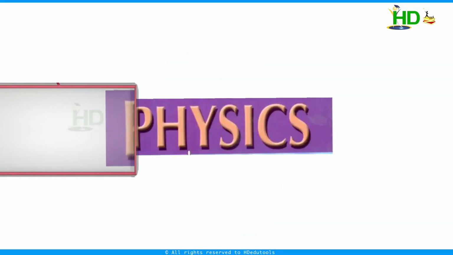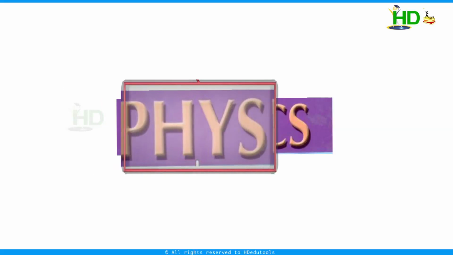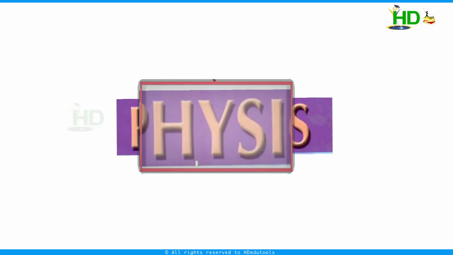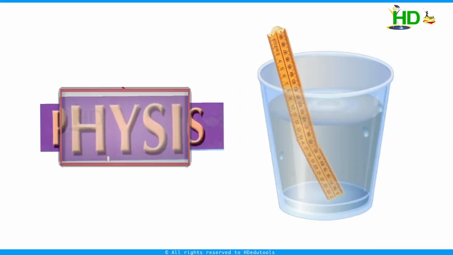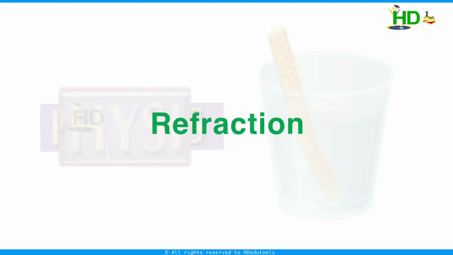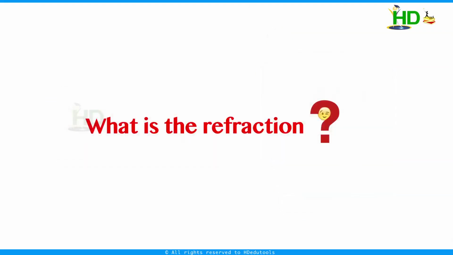Similarly, if a glass cube is placed on printed material, the printed material appears to be magnified. Do you know what are the reasons for this? This is due to a property of light which is called refraction. Now we discuss what refraction is and the different principles related to refraction.